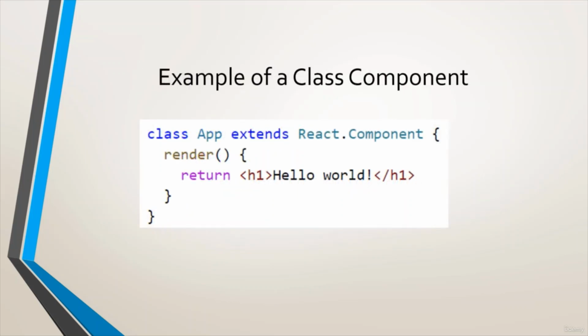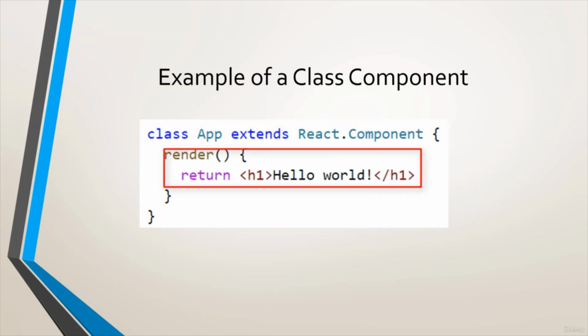Class components are another way to declare components. This is the syntax of a class component. As we can see, we have a class which inherits from React component, and within this class we must declare a render method which will return the UI of the component. In this case, we are also using JSX.